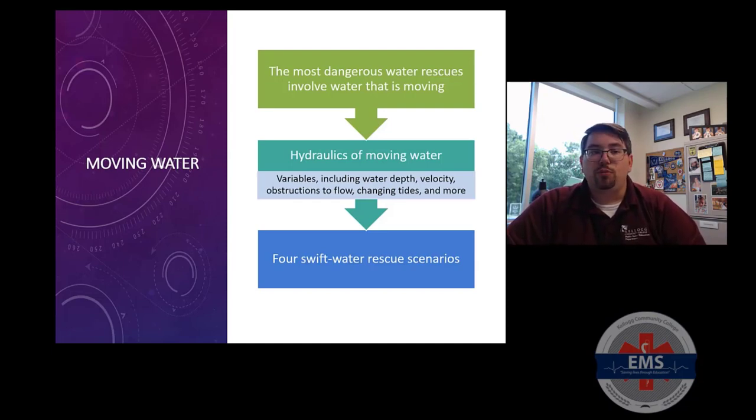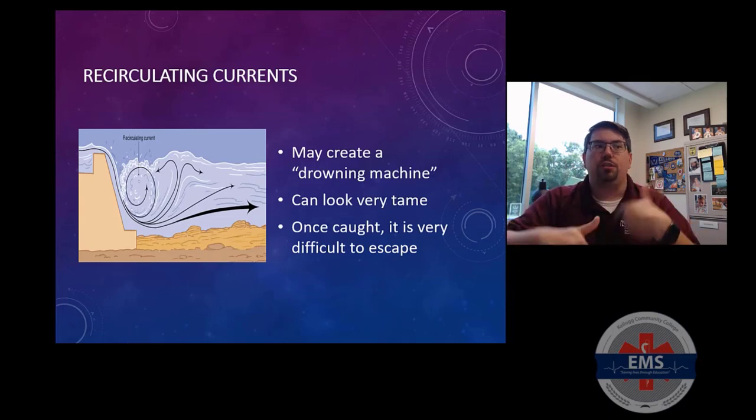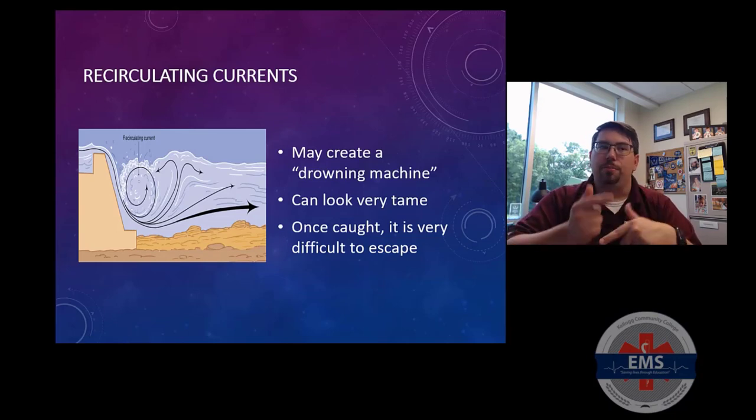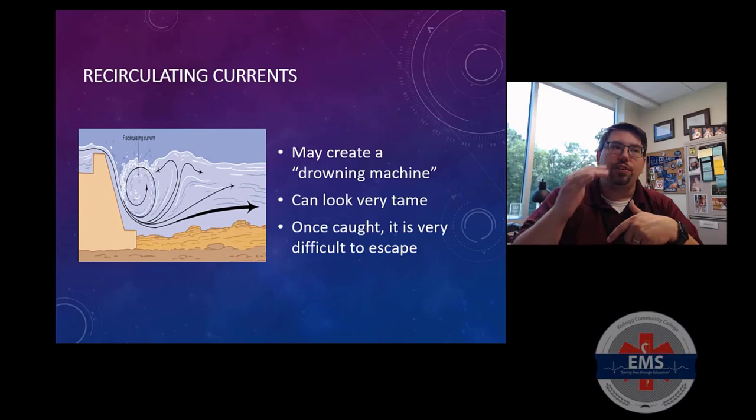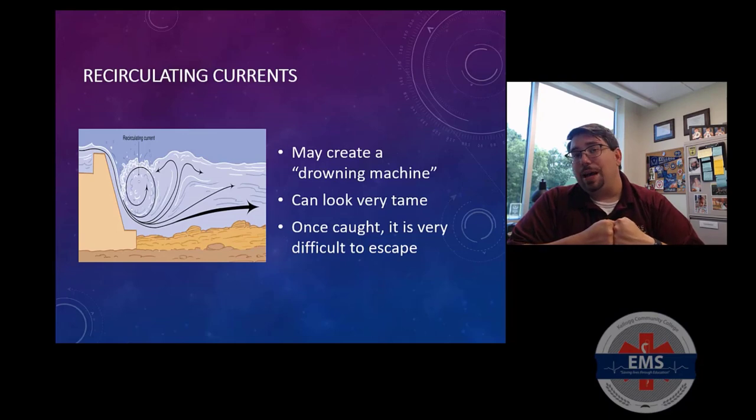We know four swift water rescue scenarios can exist, and we'll take a look at some of those as we go through. One of the first is a recirculating current. This is where we get the creation of what we would refer to as a drowning machine. In essence, this recirculating water will continuously suck the provider or the patient down to the bottom. Even though the surface of the water may look very calm, very tame, once they're caught in this cycle, it's very difficult for them to escape. Generally, in these circumstances, it's not going to look good for your patient, and the rescue may become a recovery over just a matter of hours.